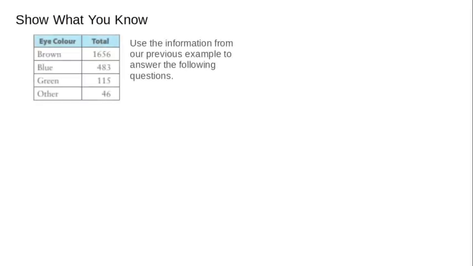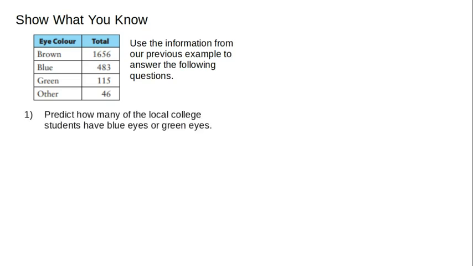Now it's your turn. Use the information from our previous example to answer the following questions. After each question, it might be helpful to pause the video to give yourself time to come up with a solution, then resume playing to hear the answer and the next question. Number 1, predict how many of the local college students have blue eyes or green eyes.